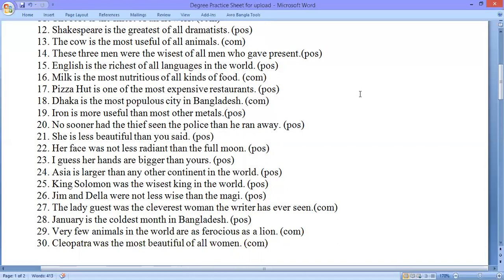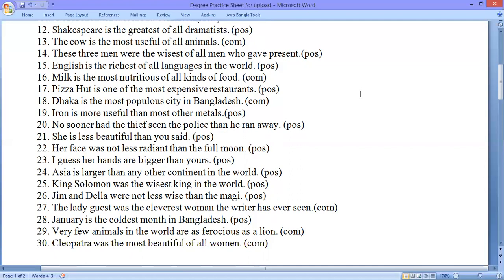This is question number 21. We can see that she is less beautiful than you said. We shall have to make this positive. So the solution is, she is not so beautiful as you said. I'm repeating, she is not so beautiful as you said.